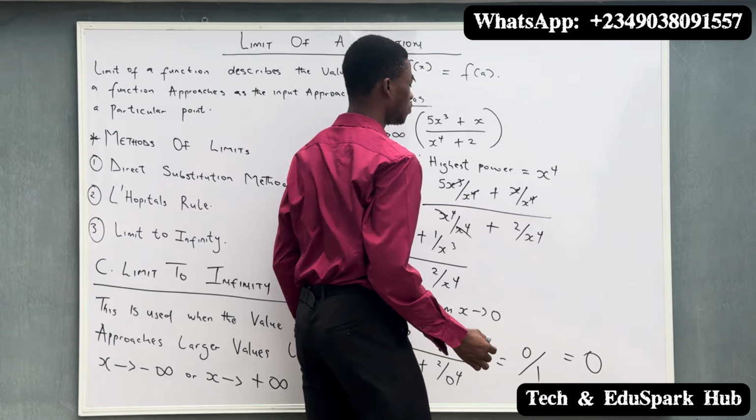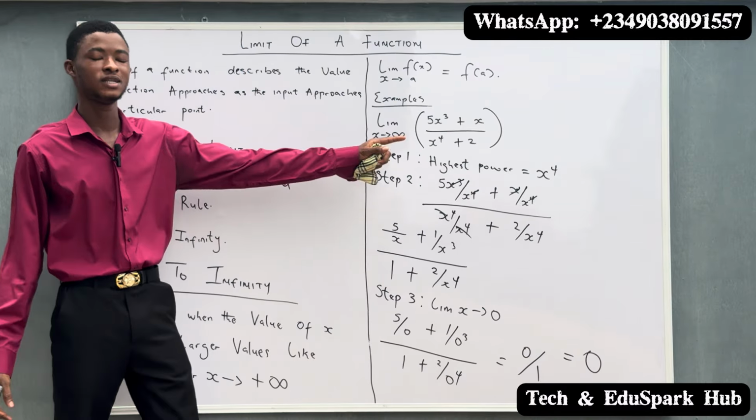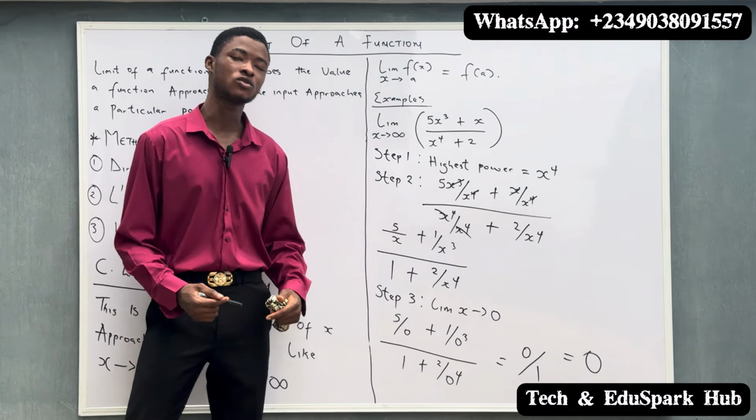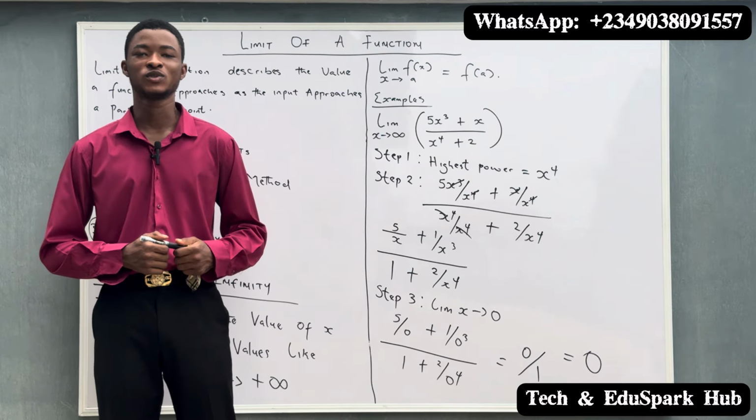0. So like I said earlier, if the power in the denominator is higher than the power in the numerator, you are going to get 0 as your answer. So you can see we are right. So 0 is correct to this kind of question. And this is how you solve questions under the limit to infinity.